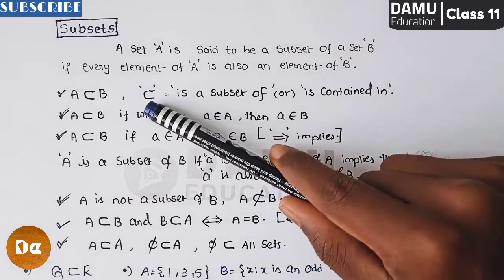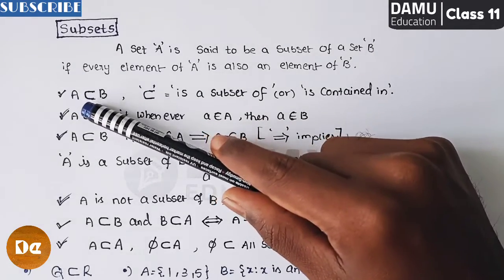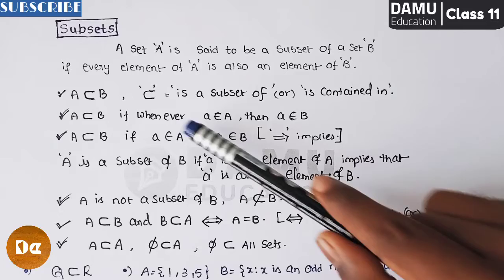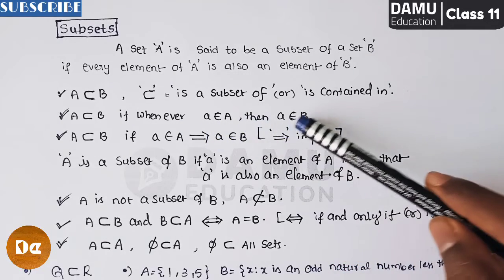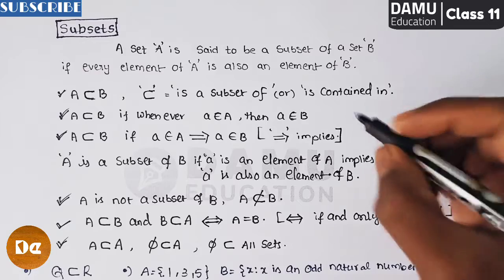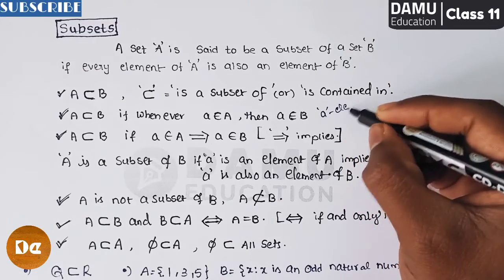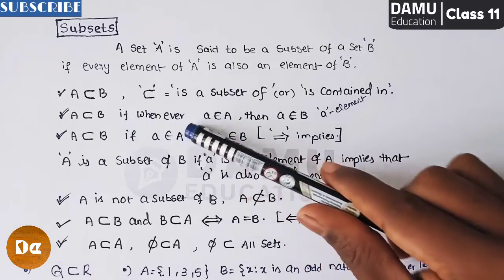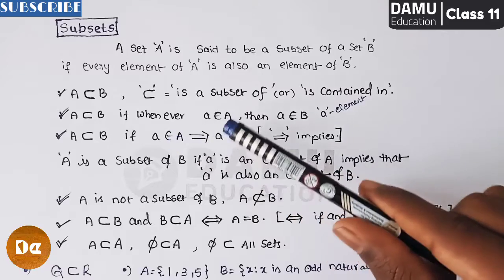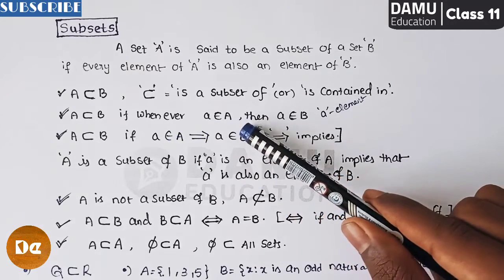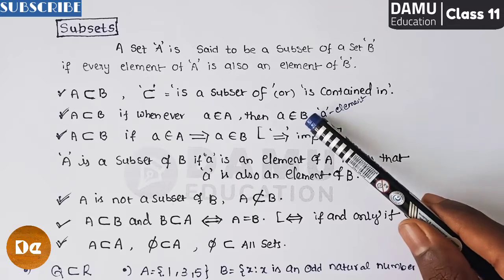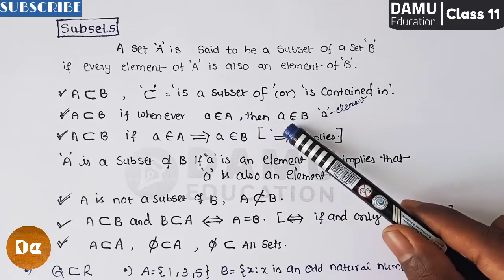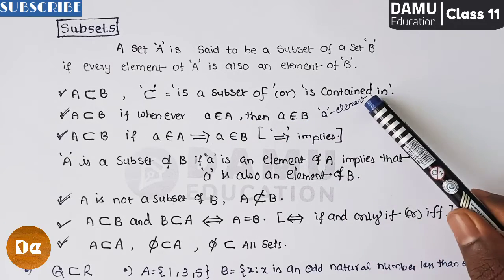So this is the symbol for subset, and you can write A is a subset of B like this. Next one, A is a subset of B if whenever a belongs to A, then a also belongs to B. So small a here denotes an element. When A is a subset of B, all the elements which are present in A also belong to B. So all the elements which belong to A also belong to B. So that is an element.